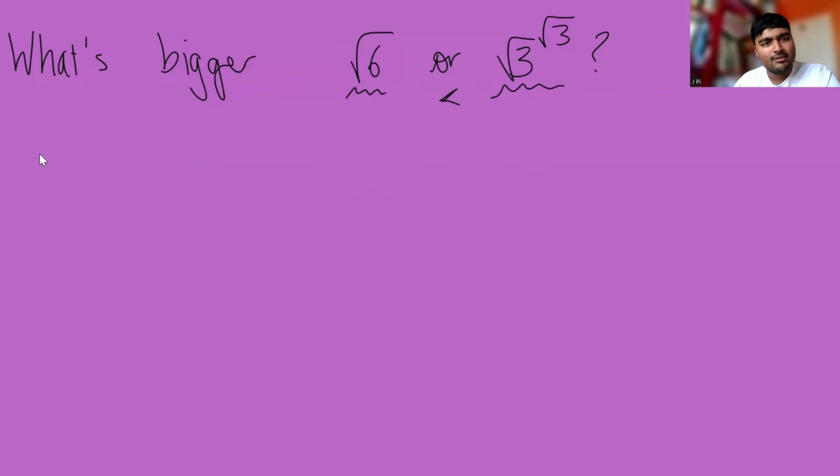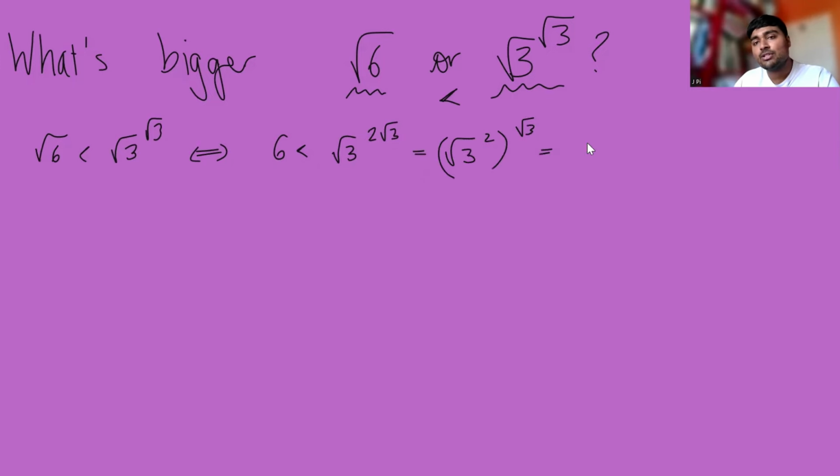Let me prove this. This is going to be true if and only if I square both sides, and the inequality is still the same. So if I square the left side, I get 6. And if I square the right side, I get root 3 to the 2 root 3. But root 3 to the 2 root 3, well, I can write that as root 3 squared to the root 3, and that's just 3 to the root 3. So essentially I'm checking, is 6 less than 3 to the root 3 or not? I'm going to try and prove that it is.